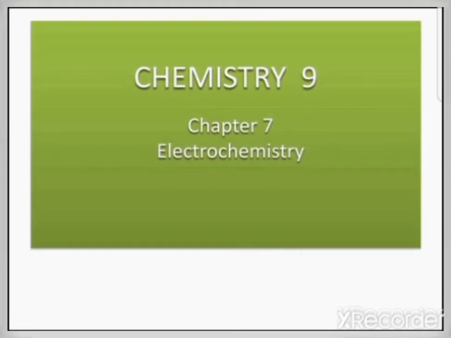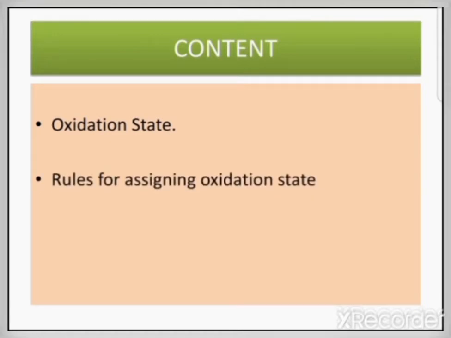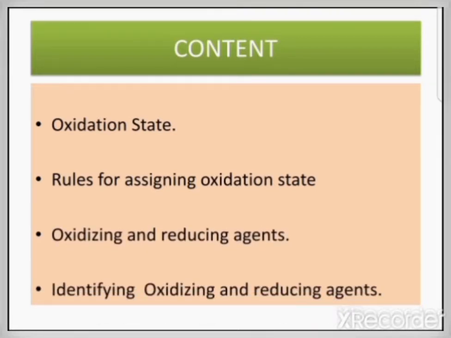Today we are going to continue our chapter 7, that is about electrochemistry. Today we are going to discuss oxidation state, rules for assigning oxidation state, oxidizing and reducing agents, methods for identifying oxidizing and reducing agents.